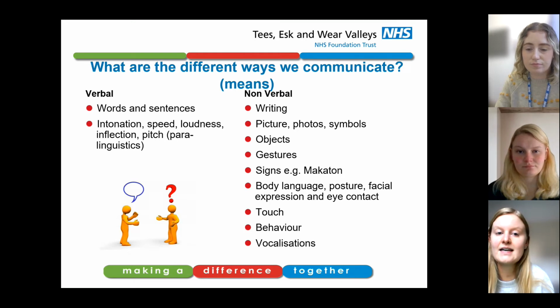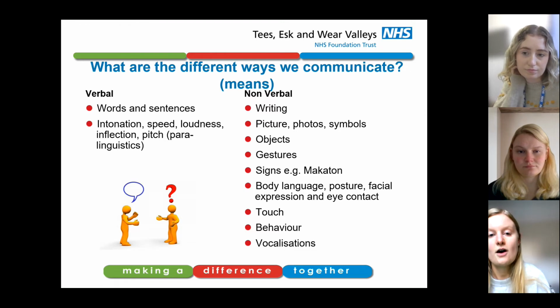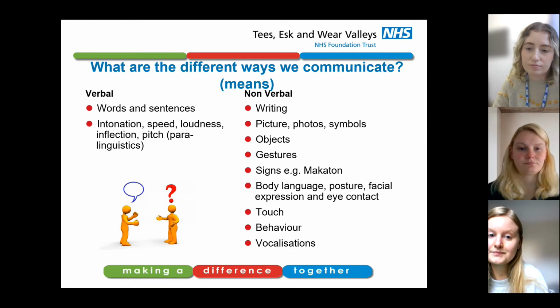So we have writing, we've pictures, photos, symbols, objects, things like gesture. Some people use signing, so things like Makaton. We also have things like our body language, our posture, our facial expressions, our behavior and our vocalizations. So there's lots of different ways that we can communicate.